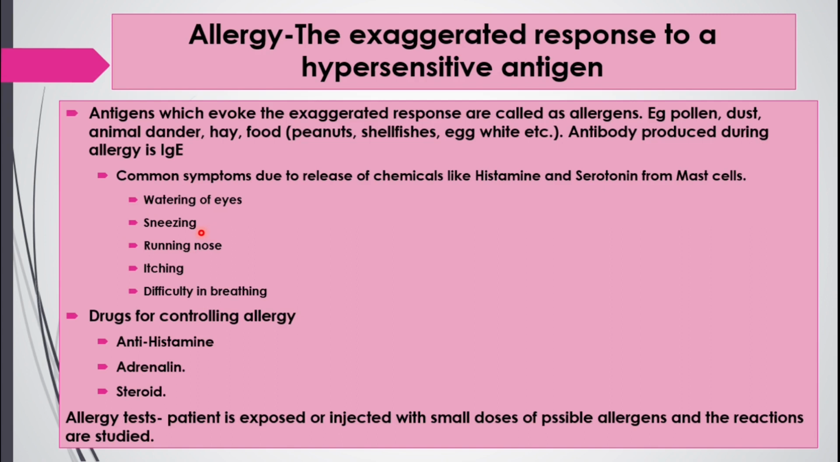Now, what should be done when there is a case of allergy? There are drugs for controlling allergy. Since histamine causes the allergic reaction, a group of drugs called antihistamines can be utilized. Similarly, adrenaline injections and steroid injections can also protect the patient from developing complications, because sometimes difficulty in breathing can lead to complications. So antihistamines, steroids and adrenaline can quickly reduce the symptoms of allergy.